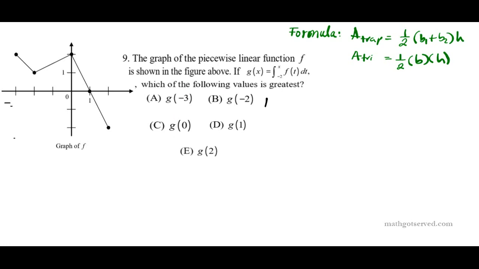So let's start with A. For A, we're looking for g of negative 3. All we'll simply do is plug that into this integral expression: the integral from negative 2 to negative 3 of f of t dt. Now, what you notice is that whenever we're integrating and we're approaching it graphically, we're going from left to right. That's how we sweep our areas, okay? This is negative 3, negative 2, negative 1. Okay, we're going in increasing order.